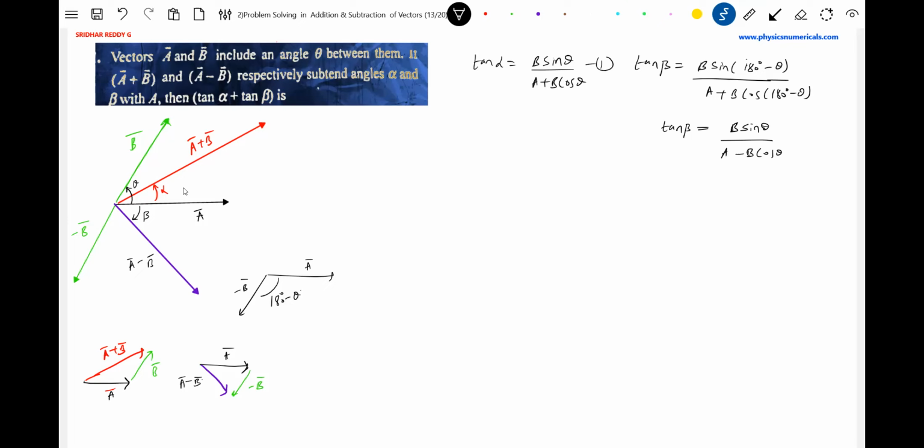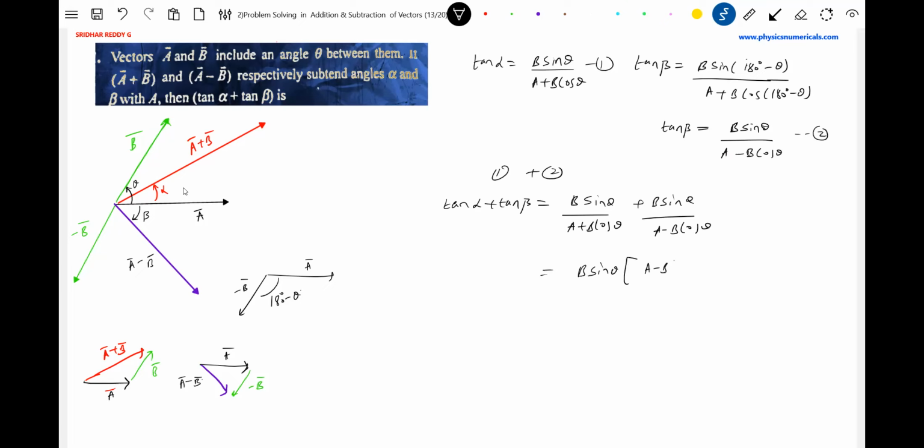I have equation 1. Then tan alpha plus tan beta. Let me add up these two, equation 1 plus 2. Tan alpha plus tan beta is B sine theta over A plus B cos theta plus B sine theta over A minus B cos theta. B sine theta I'll take outside: A minus B cos theta plus A plus B cos theta, all divided by A square minus B square cos square theta.